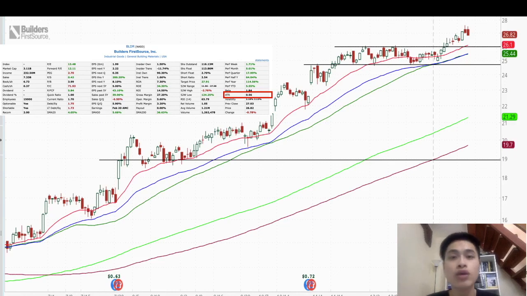So this is how we use a combination of the price pattern stop loss and average true range stop loss. That is my stop loss strategy.